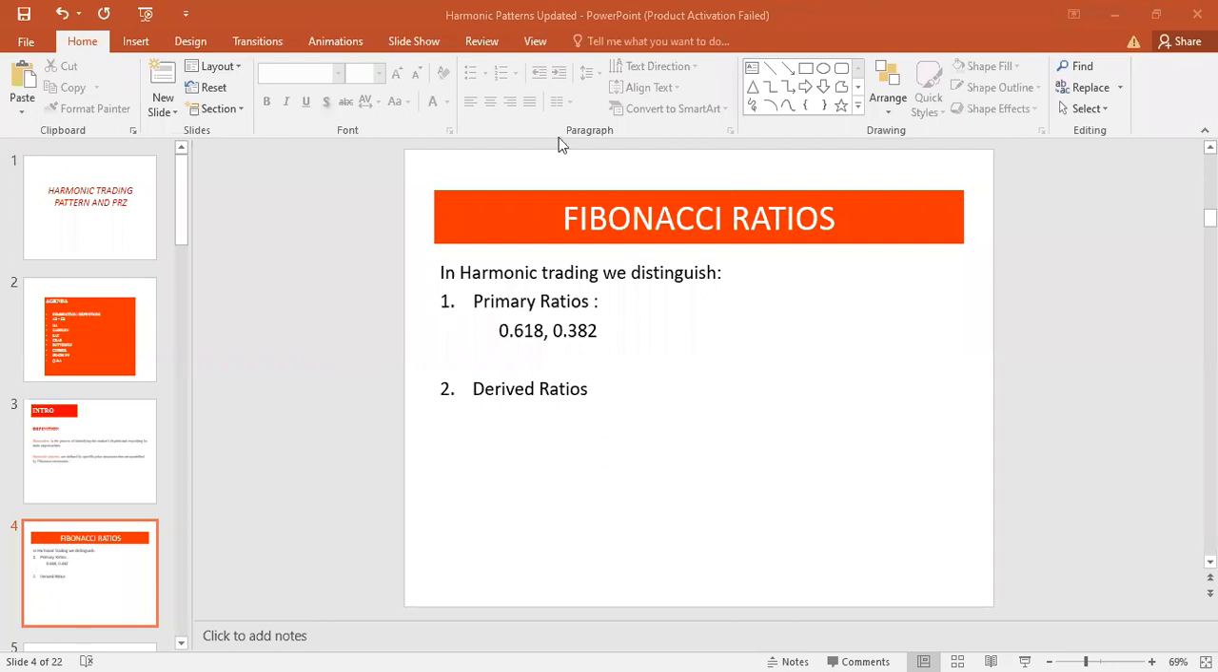But there are two major ratios we use, the 61.8 retracement and the 38.2 retracement. When you multiply this by 100, you'll get 61.8, approximately 62. And the other one, 38.2, approximately 38. All right, so we are not talking about exact numbers here because this is not a mathematics class.